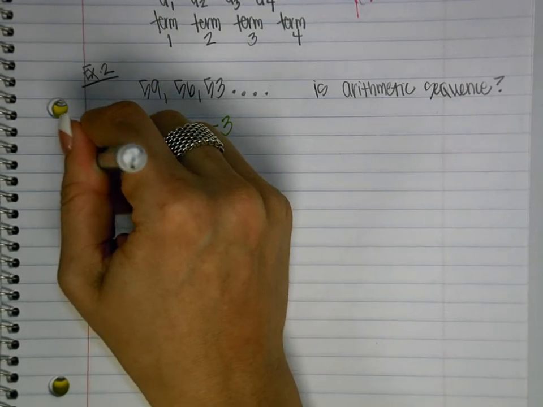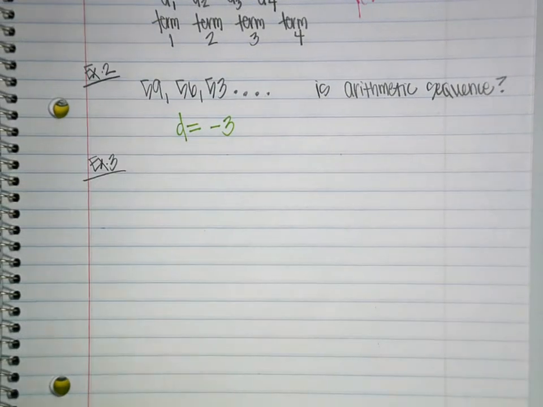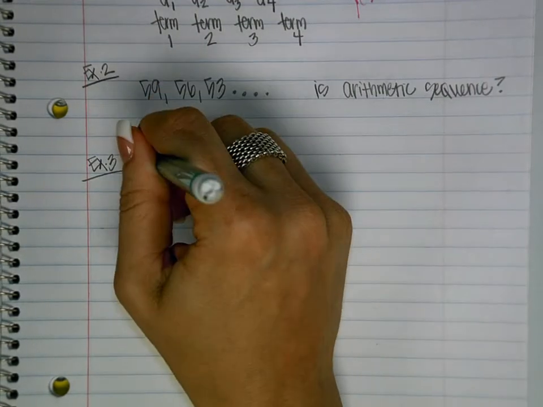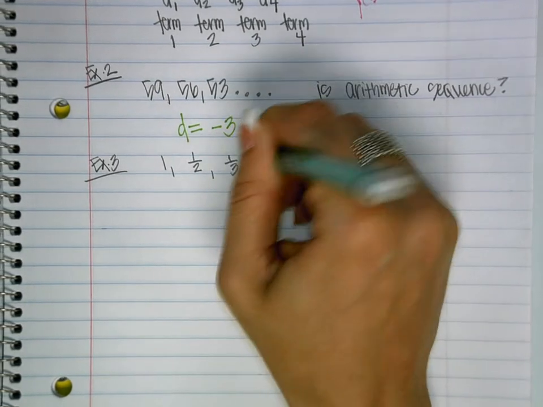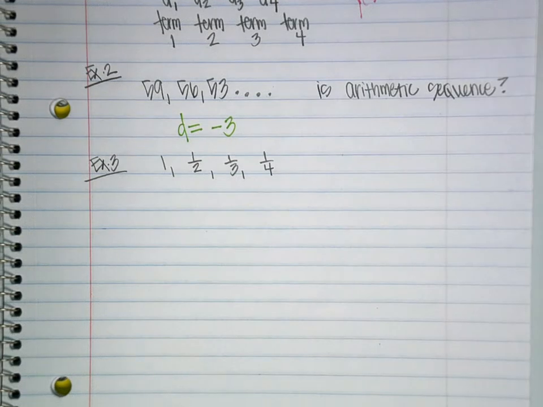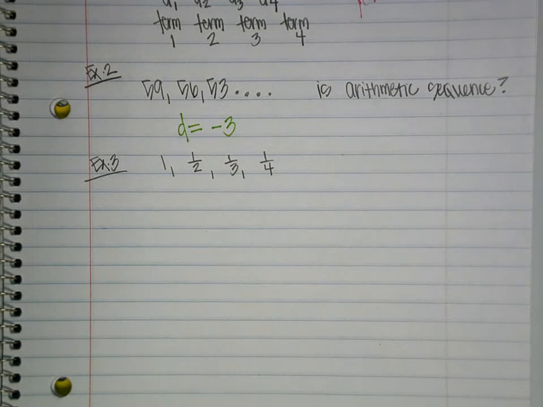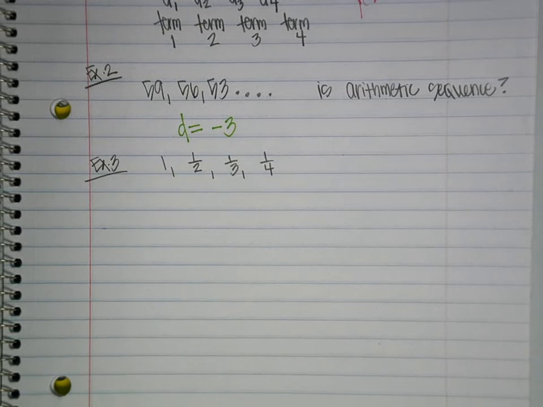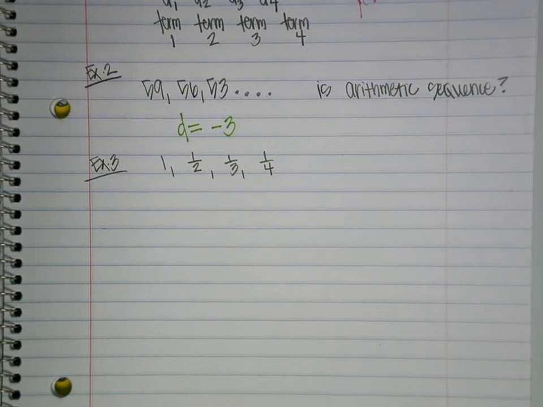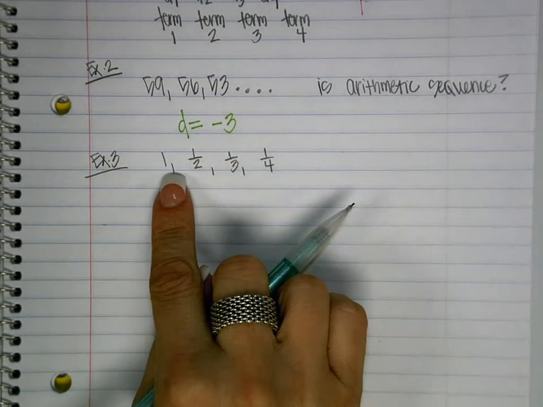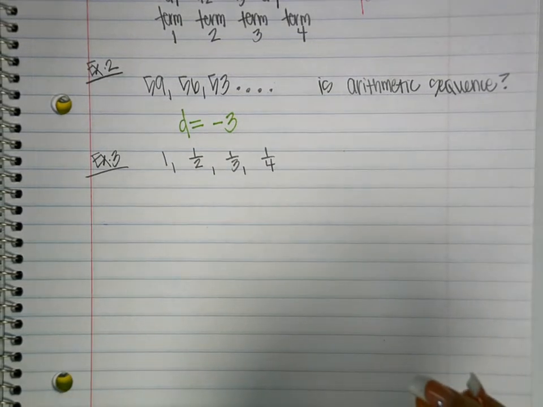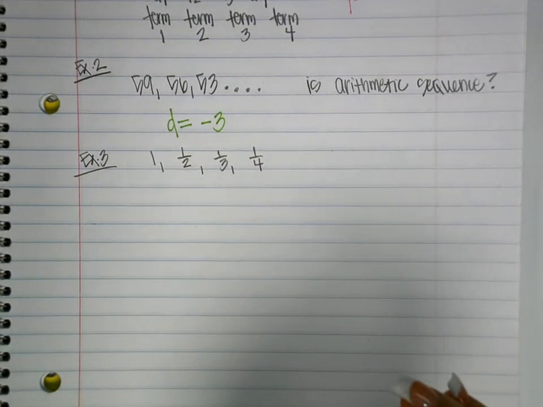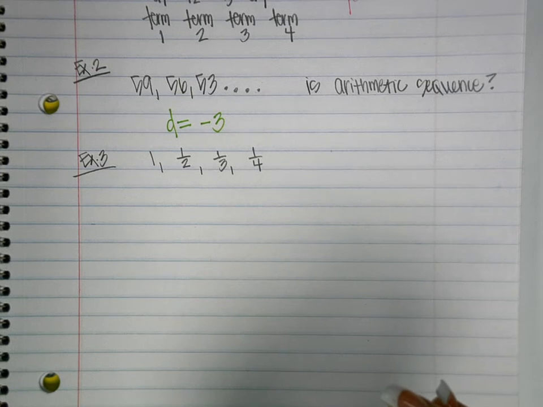For number 3, we're going to do the same thing. Is this an arithmetic sequence? 1, 1/2, 1/3, 1/4. When we are dealing with fractions, you have to have a common denominator. So, what would the common denominator be between 1, 1/2, 1/3, and 1/4? Common denominator. What is it?